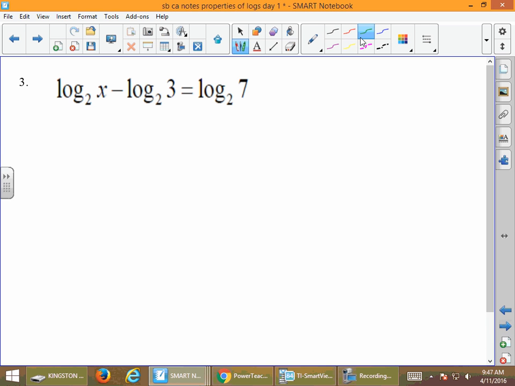But the first thing that we're going to look at is this minus right here. And if we flip our papers back over, what does minus tell us that we can do so that we can condense this down into one? Divide. We can rewrite this as log base 2 of x divided by 3 equals log base 2 of 7. And what we did, we put this in a format so that we have one logarithm on the left and one logarithm on the right.